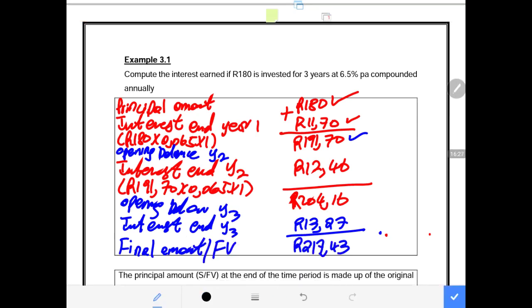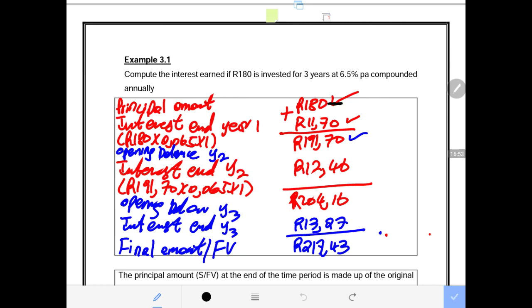Now we know that we initially invested 180 rand, and we earned interest of 11 rand 70, interest of 12 rand 46, and interest of 13 rand 27 cents. We can see that the interest has been increasing, or has been greater than the interest of the previous period, because our principal amount has been periodically increasing.